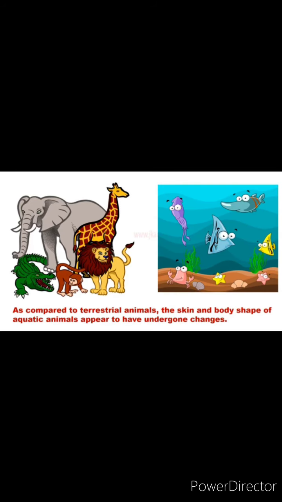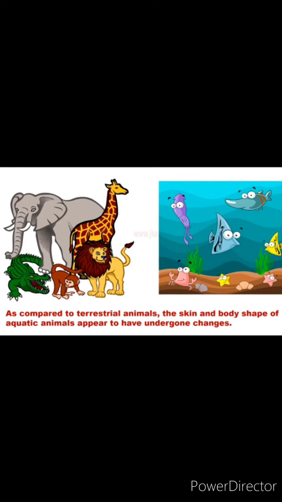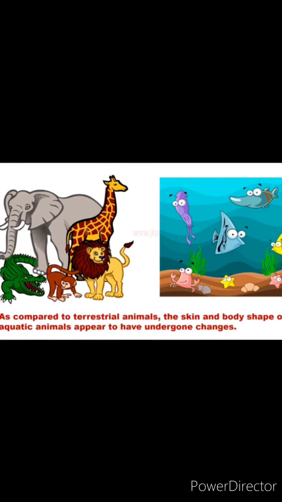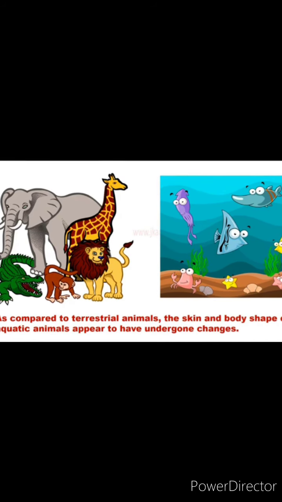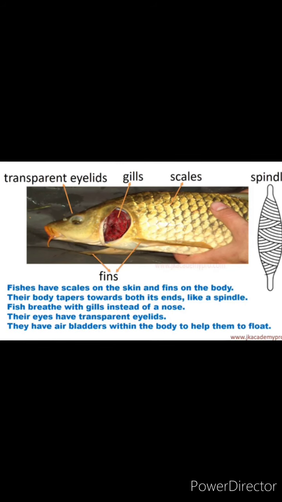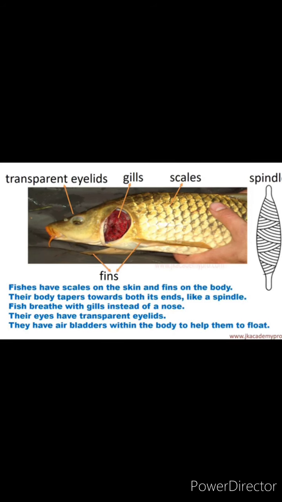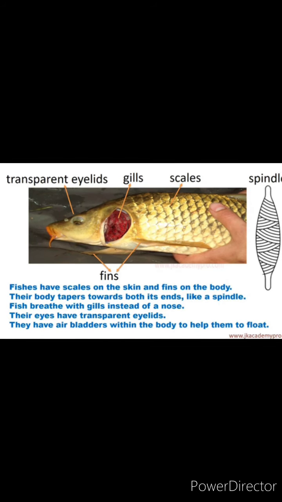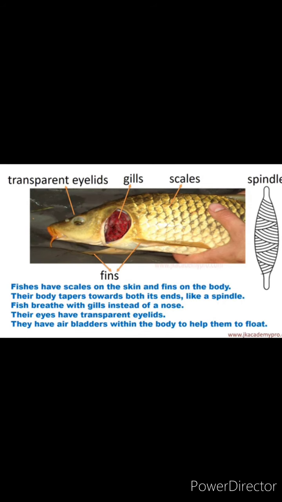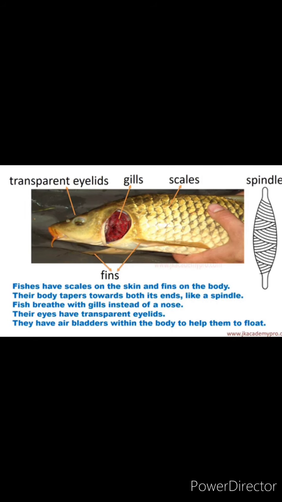Okay. What differences do you see between terrestrial animals and aquatic animals? As compared to terrestrial animals, the skin and body shape of aquatic animals appear to have undergone a lot of changes. See the example. Fishes have scales on the skin that protect their body, and fins on the body. With the fins, they can swim in the water. Their body tapers towards both ends like a spindle. Taper means narrow down towards the end. This helps them to move easily in the water, and it is like a spindle.